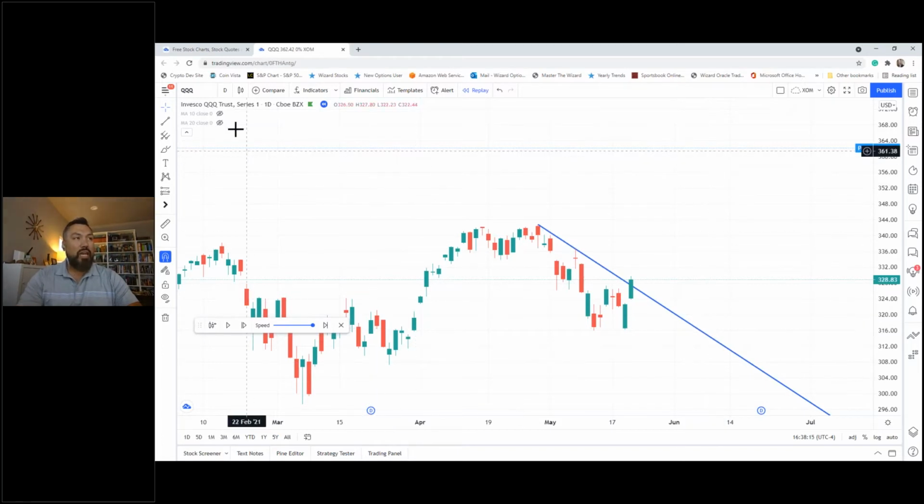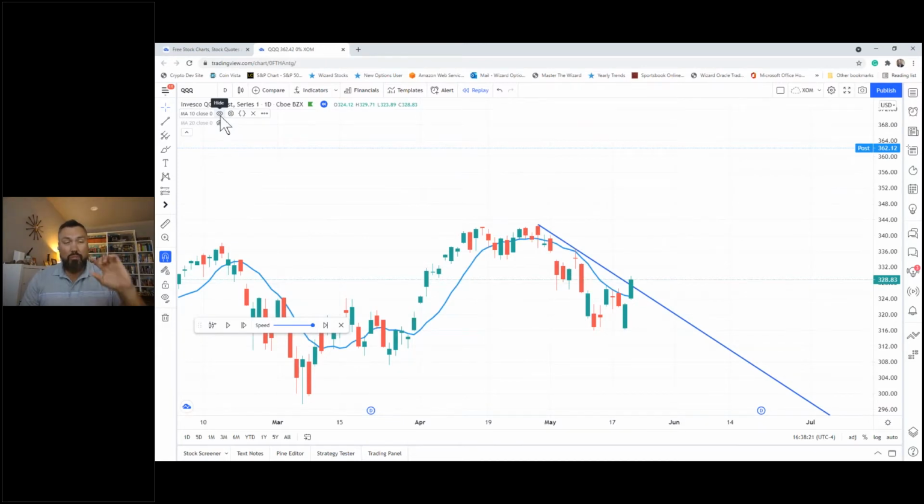As I layer on the 10, you see how it lined up? It lined up with that trend line. The market was below those blue lines, then it closed above it. Boom, reversal. Now, the confirmation that we want is we want as many as possible. So you see how we're not quite above the yellow.